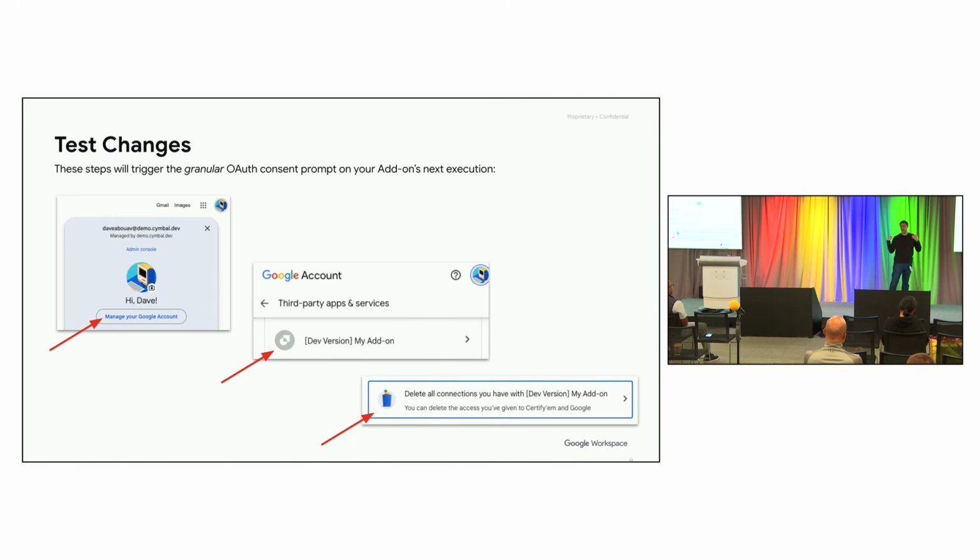And after you've installed it, authenticated it with the full list of scopes and everything, go into Manage Your Google account, find your add-on and third-party services, and delete all connections. So this causes the OAuth token to be deleted. The app is still installed, though. It's just that the OAuth token is gone. So when you do that, go back to your app, try to use it again. The AppScript runtime will automatically prompt you. And when it does so, it will give you the granular version.